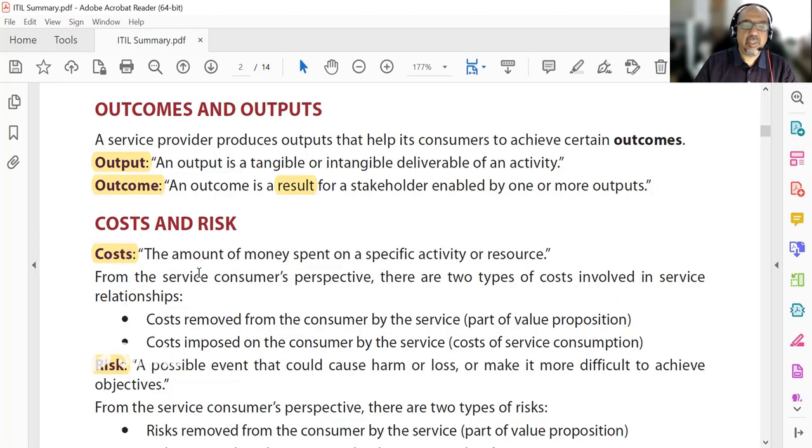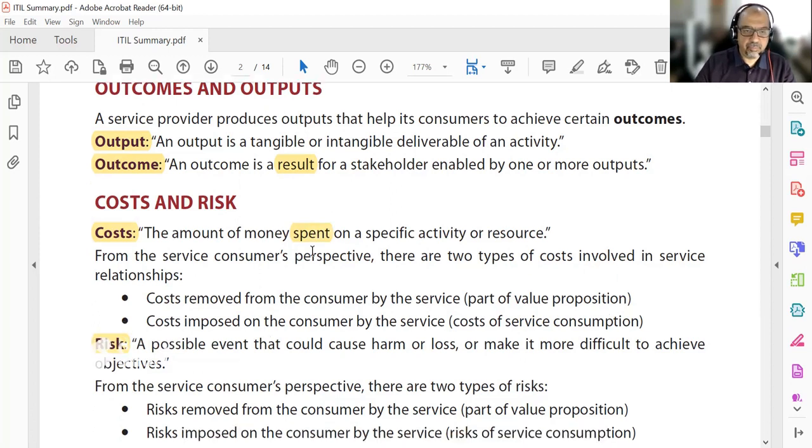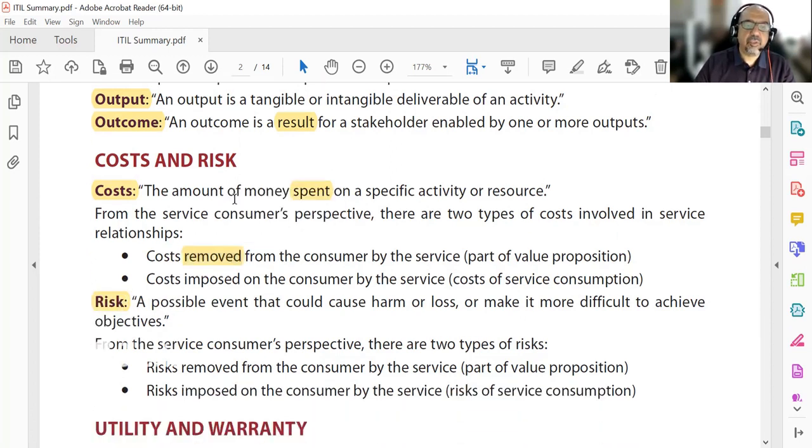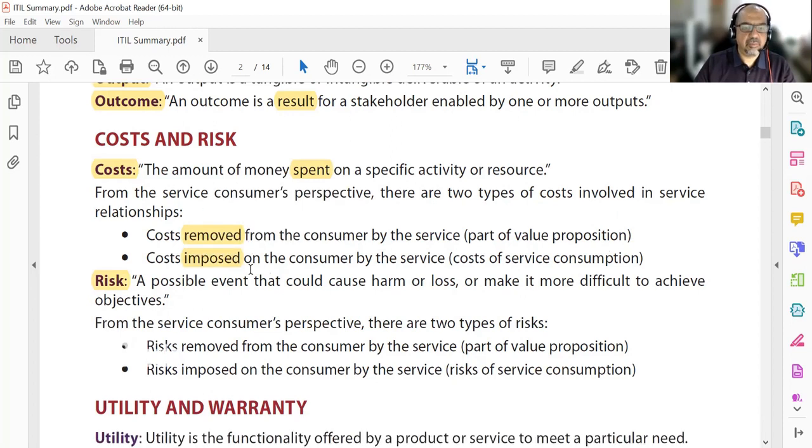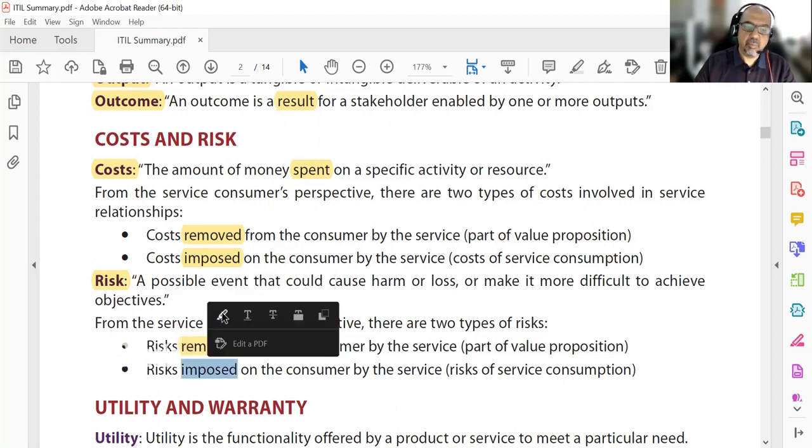So cost, the amount of money spent in the past on a specific activity or resource. You remember budget, estimation for future. Cost is the amount of money spent in the past already on a specific activity or resource. So we have costs removed and we have costs imposed. I will highlight that in a minute. We have also risks, possible event that could cause harm or loss or make it more difficult to achieve objectives. So we have risks removed and risks imposed.